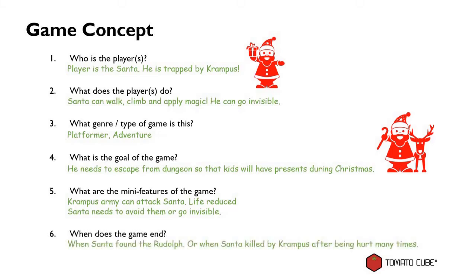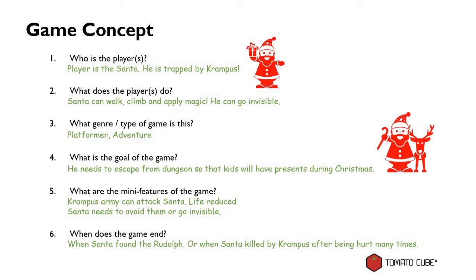Okay, and next question, when does the game end? There are two types of ending, right? One ending is you win the game. That's when Santa finds Rudolph and they both escape together. And another ending is a bad ending. You will lose the game when Santa is killed by the Krampus after being hurt too many times.